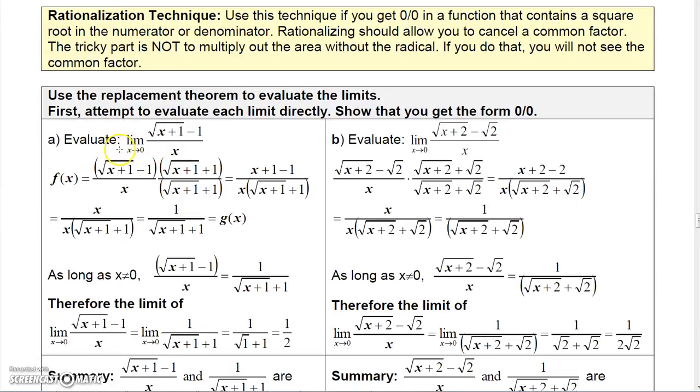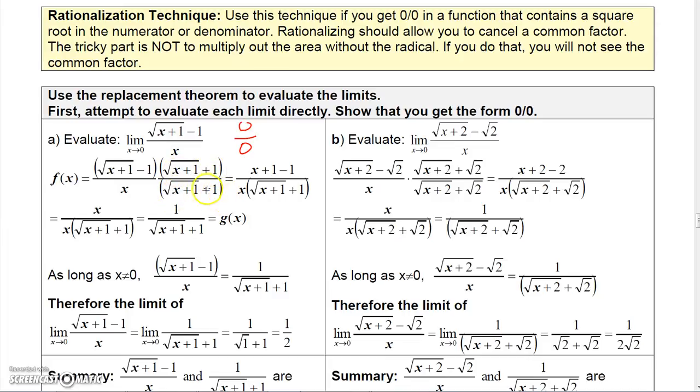When you're dealing with radicals or square roots, you're going to use the rationalization technique. Here, if you plug 0 in for this limit, try to evaluate it, you'll get 0 over 0. Okay, so here's the trick. What you want to do is rationalize the numerator. So I have square root of x plus 1 minus 1. I'm going to multiply that by square root of x plus 1 plus 1 on top and square root of x plus 1 plus 1 on bottom.